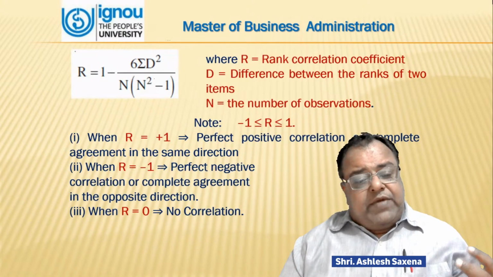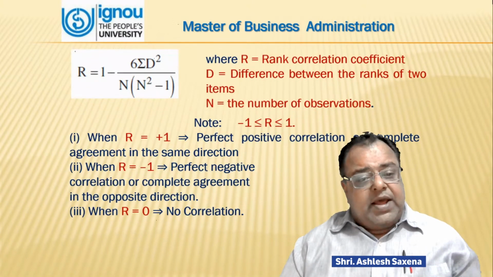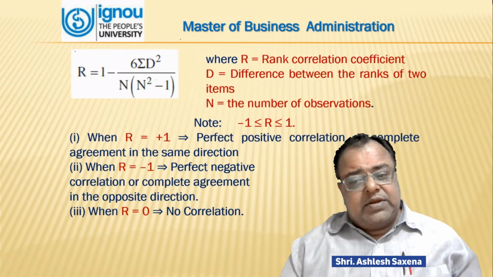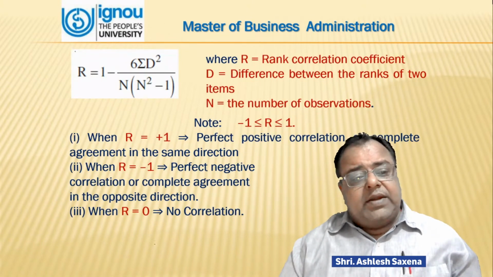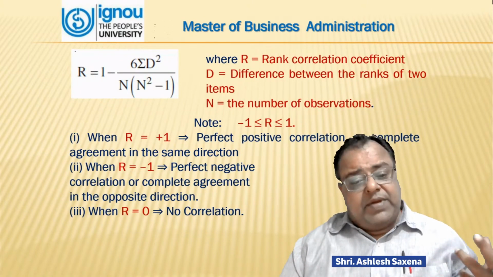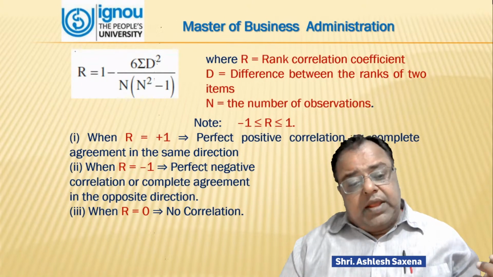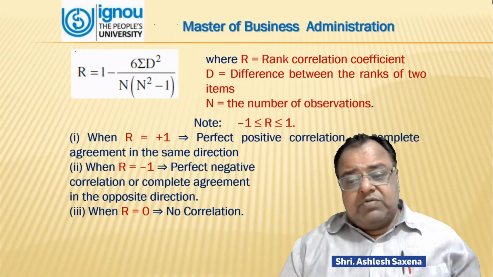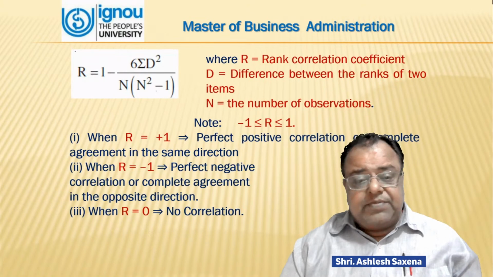If the value of R is plus 1, it is a perfect correlation, we are aware of it. And if R is equal to minus 1, it is a perfect negative correlation, that is complete agreement in the opposite direction. If R is equal to 0, there is no correlation.